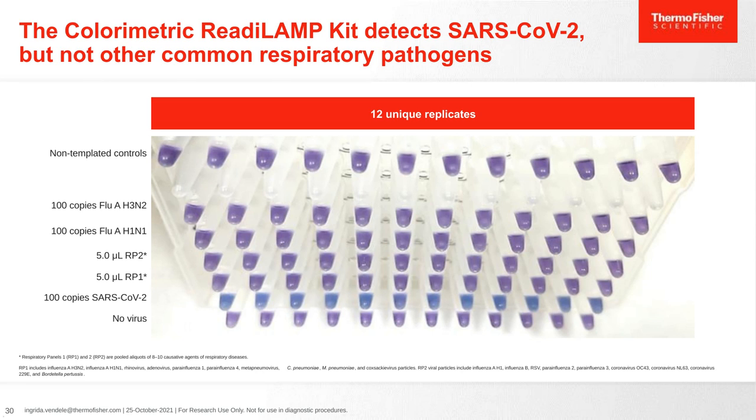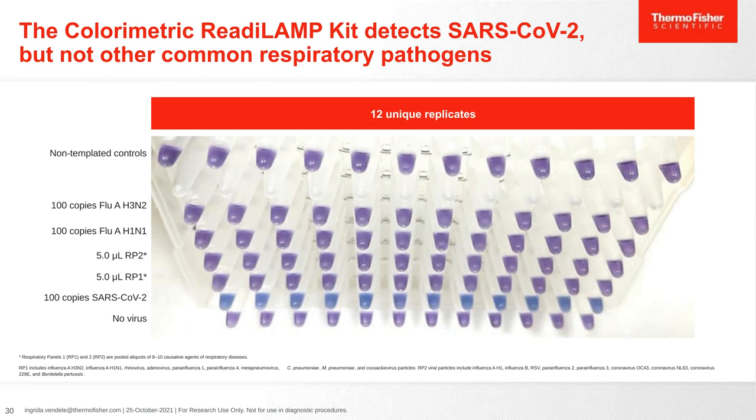Finally, we demonstrate that the colorimetric ReadiLAMP kit is specific for SARS-CoV-2 and does not suffer from false positives in the presence of other respiratory pathogens. We tested isolated nucleic acid from 12 saliva donors containing either flu A, a pooled respiratory panel, SARS-CoV-2, or no pathogen. The respiratory panels tested herein are pooled aliquots of 8 to 10 causative agents of respiratory disease.